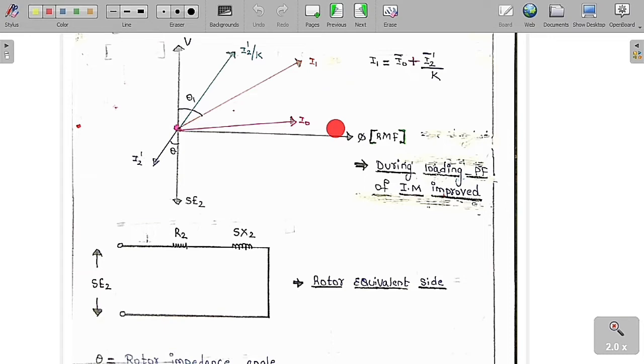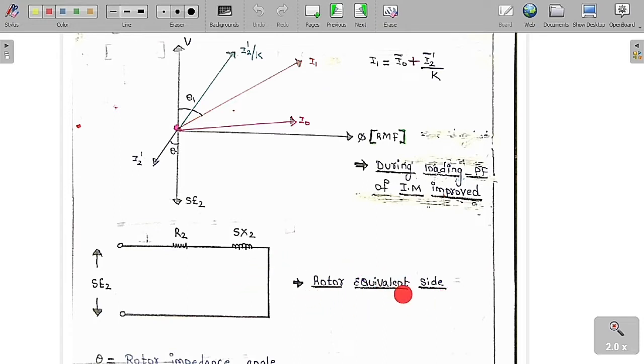So we can say clearly that during loading of the transformer, the input power factor is also improved. Same thing for the induction motor also. If you go for loading, the power factor of the induction motor is also increased. So by loading, the power factor of the transformer is increased, and the power factor of the induction motor is also increased. That is the simple concept that we can learn from this. Therefore, I have already told you the rotor equivalent circuit.